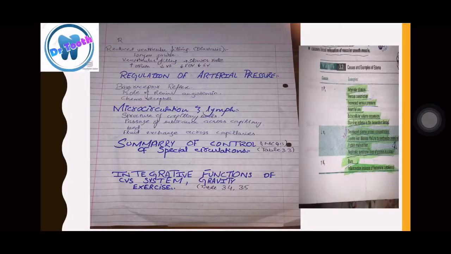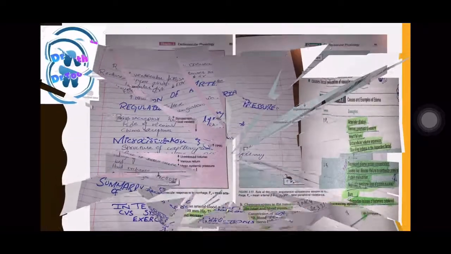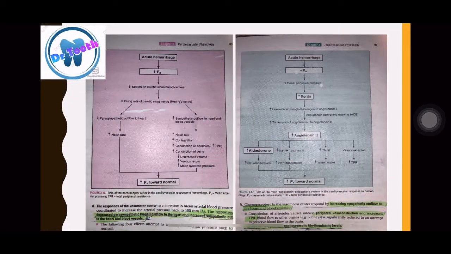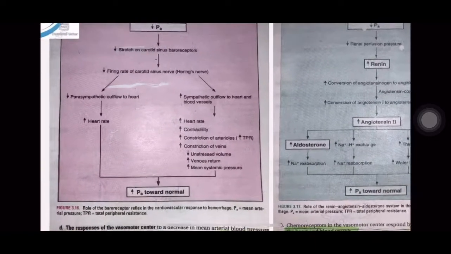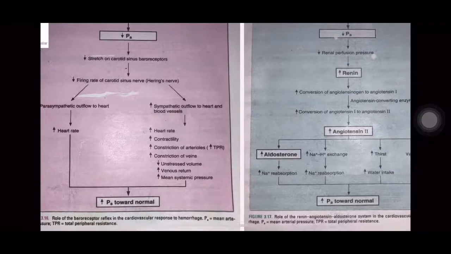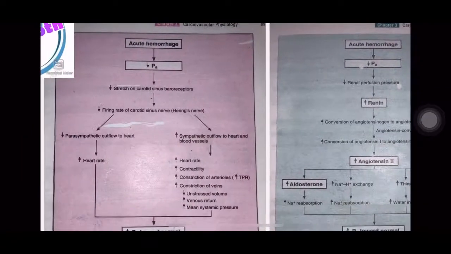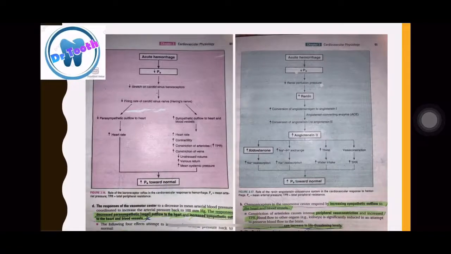This is an important table, causes and examples of edema. So here we have the table of baroreceptor reflex and renin-angiotensin. These two tables are most important, so read them from BRS Physiology.